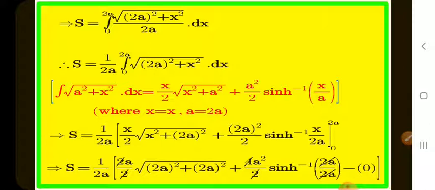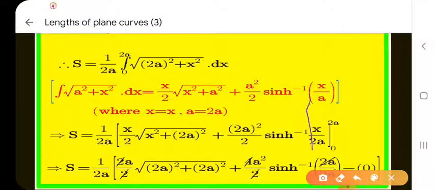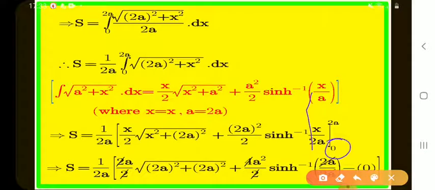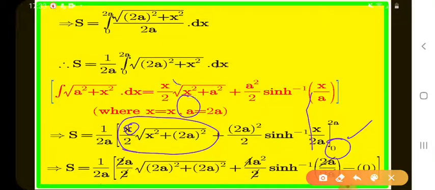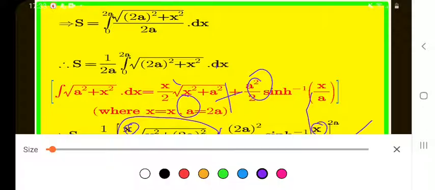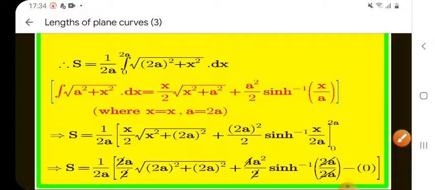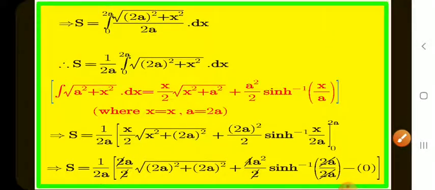Minus, and I write, see, minus, and substitute 0 also in this given equation. Put x equals 0 here. What about this term? 0 into something means 0. So this is 0 plus sinh inverse 0 by 2a. Sinh inverse 0 is also 0. So we have only 0. So I write 0. Okay, see, minus 0, the last term.